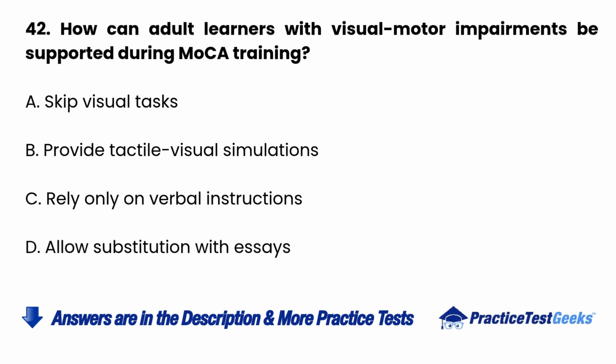42. How can adult learners with visual motor impairments be supported during MoCA training? A. Skip visual tasks. B. Provide tactile visual simulations. C. Rely only on verbal instructions. D. Allow substitution with essays.